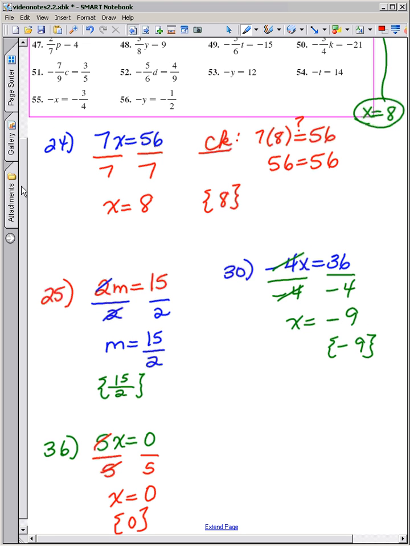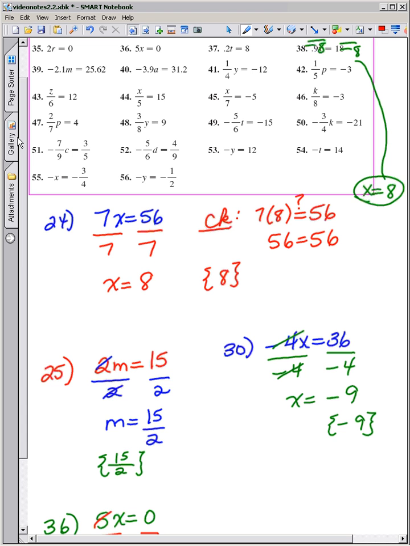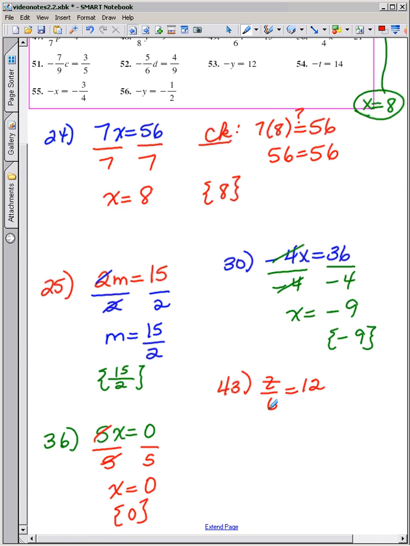Now some of these problems here that have fractions, like for instance number 43, think of that as z being divided by 6. So what will eliminate division by 6 is multiplying by 6. Oops, forgot my equal sign there. 6 times z over 6 is just z. 6 times 12 is 72.